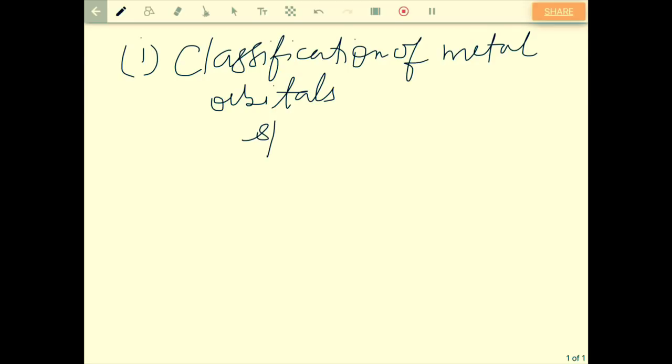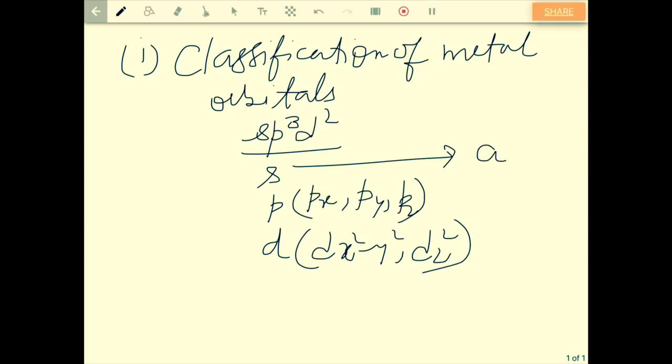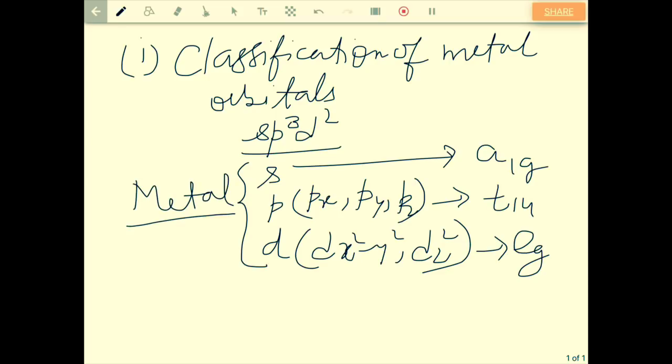As we know, the central metal atom in an octahedral complex is sp3d2 hybridized. So one s orbital, three p orbitals and two d orbitals participate in hybridization. According to symmetry, we can group these orbitals into different groups. dx²-y² and dz² participate in sigma bonding. The s can be represented as a1g, the p orbitals as t1u, and the d orbitals as eg. So these are the classification of these six orbitals of the metal, and they participate in sigma bonding in an octahedral complex.